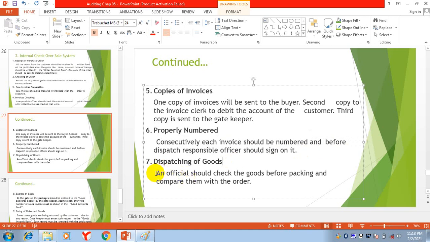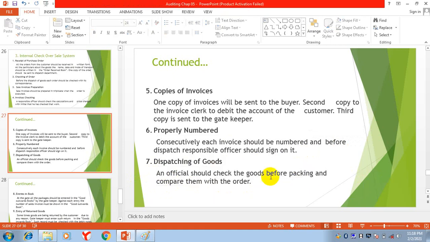Dispatching of goods. An official should check the goods before packing and compare them with the order. There will be one person dispatching the goods, and before dispatching, he will check and compare them with the order. He will compare the invoice with the order.